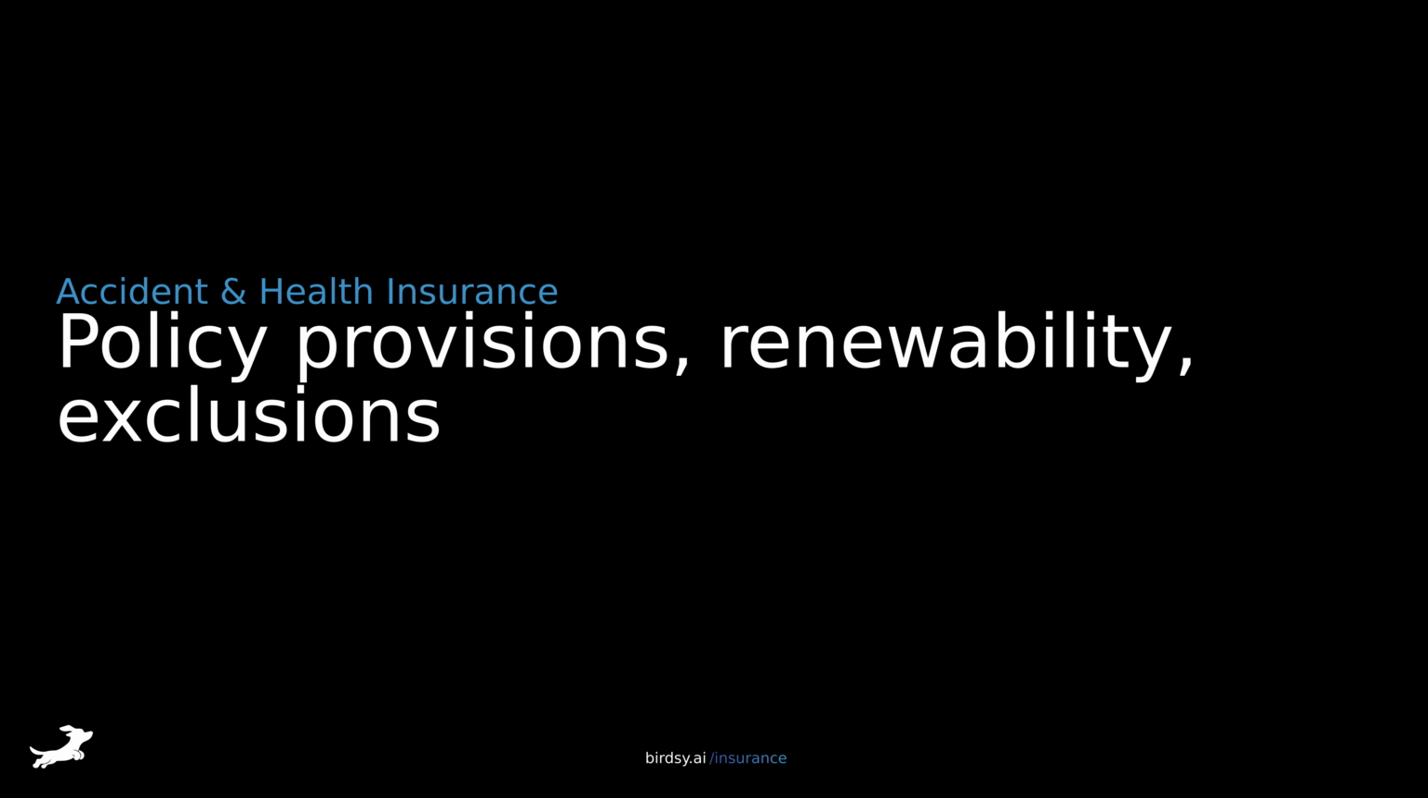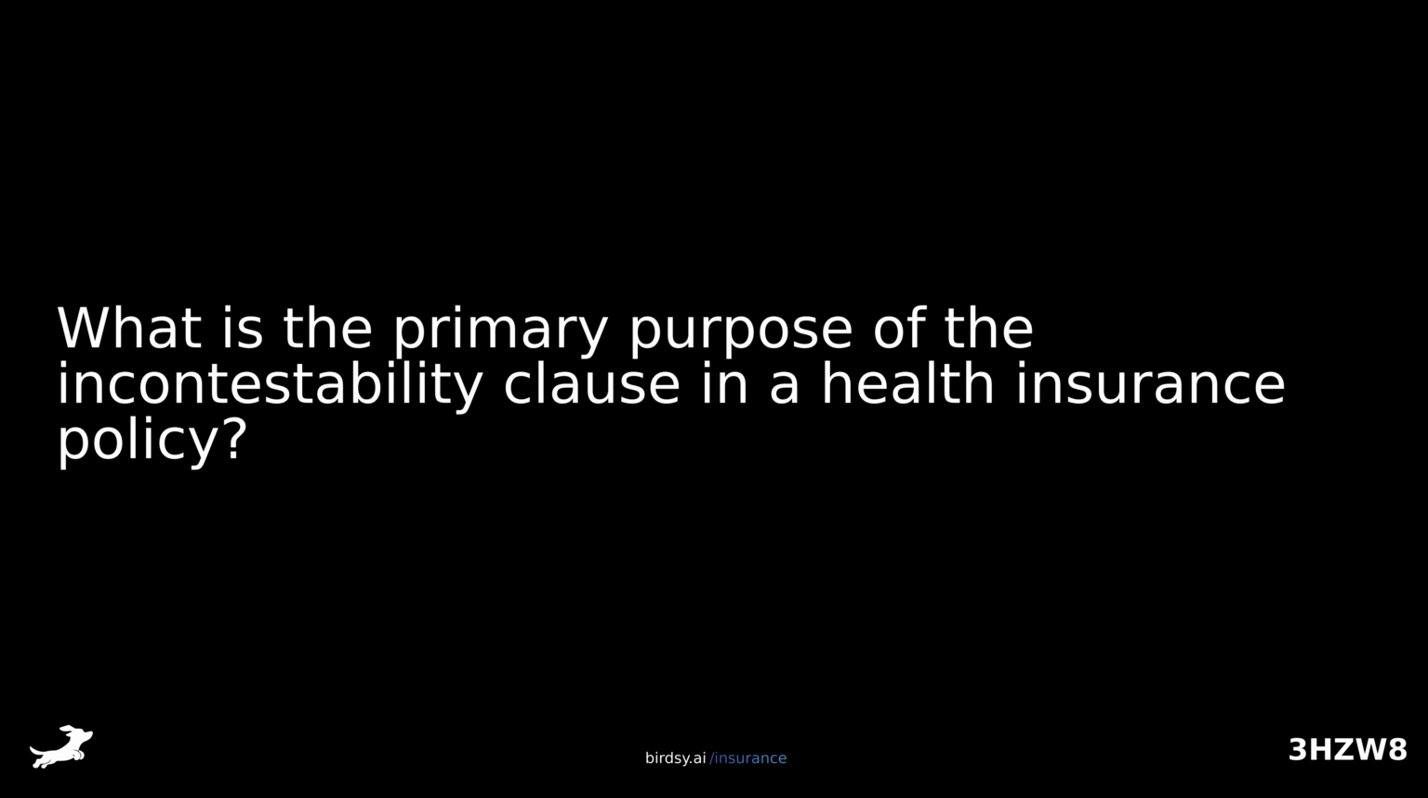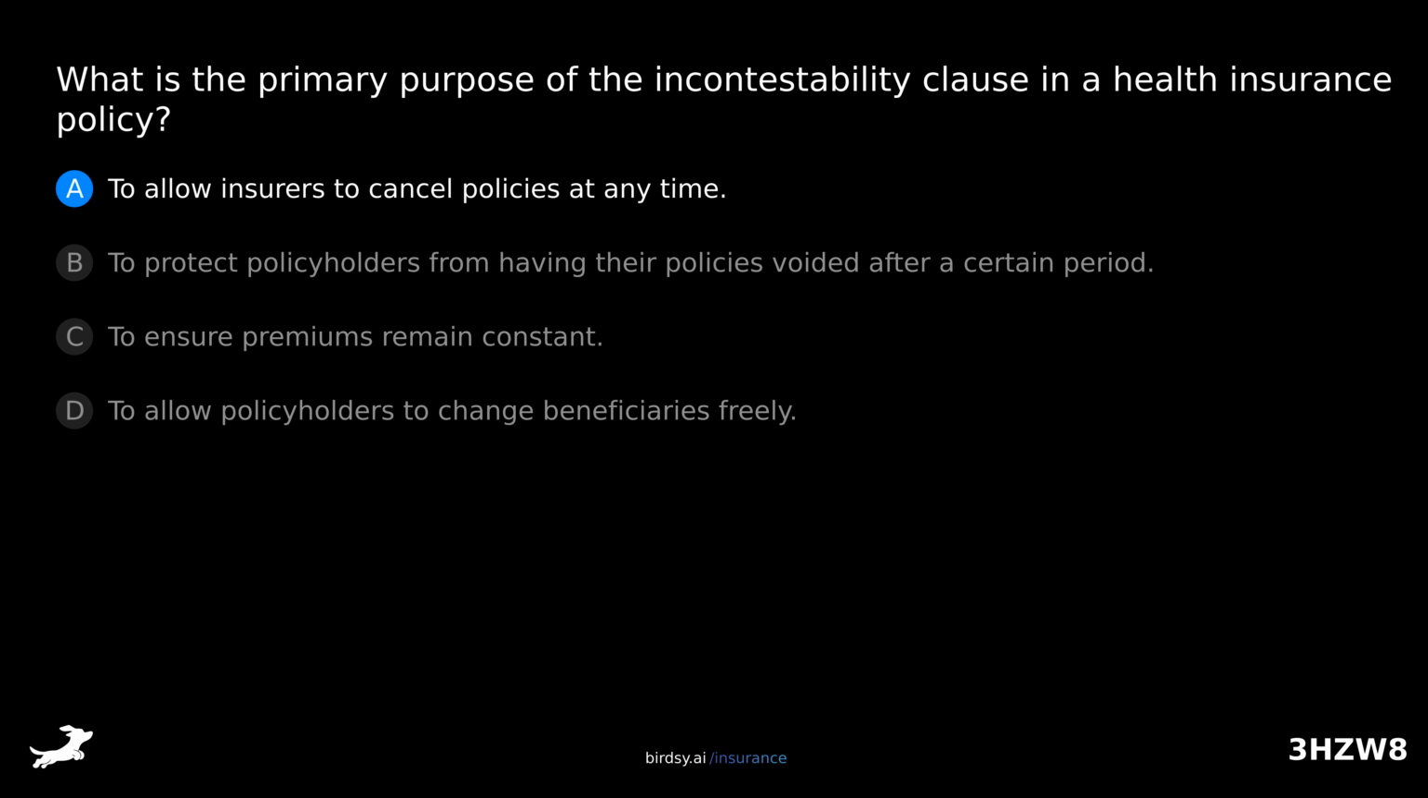Policy provisions, renewability, exclusions. What is the primary purpose of the incontestability clause in a health insurance policy? Is it A, to allow insurers to cancel policies at any time, B, to protect policyholders from having their policies voided after a certain period, C, to ensure premiums remain constant, or D, to allow policyholders to change beneficiaries freely? The answer is B, to protect policyholders from having their policies voided after a certain period.